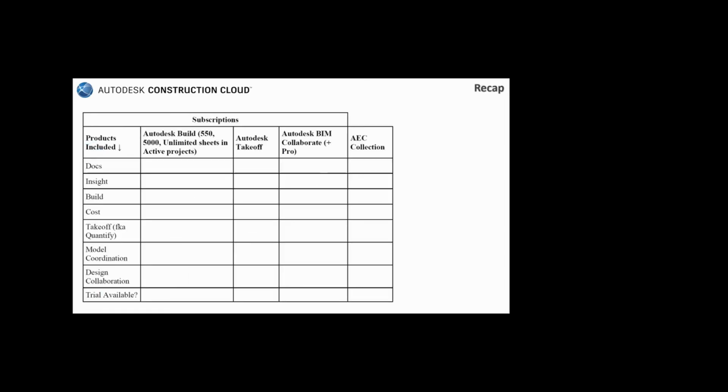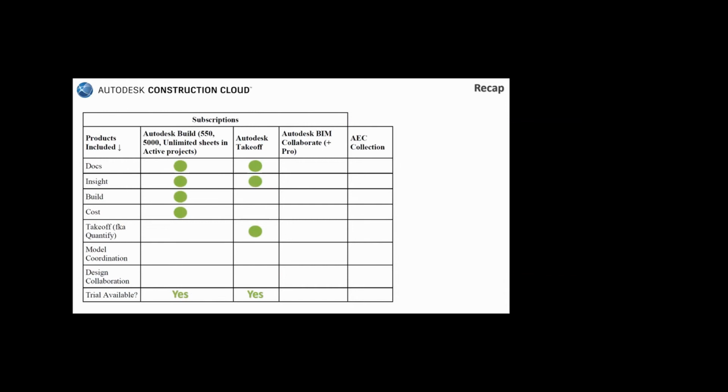So just to recap, when you subscribe to the ACC platform, keep in mind that Autodesk Build comes with Docs, Insight, Build, and Cost. And of course, there is a trial available right now if you would like to go sign up. When it comes to Autodesk Takeoff, you get access to Docs, Insight, and the Takeoff functionality. And that too comes with a trial version.